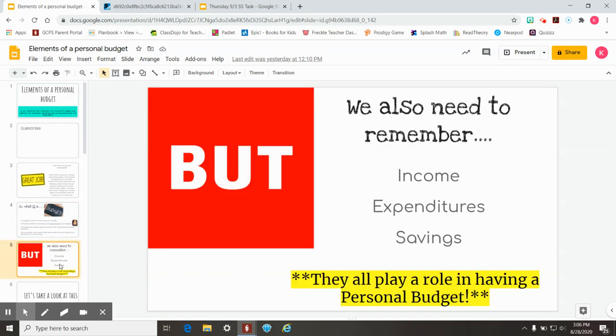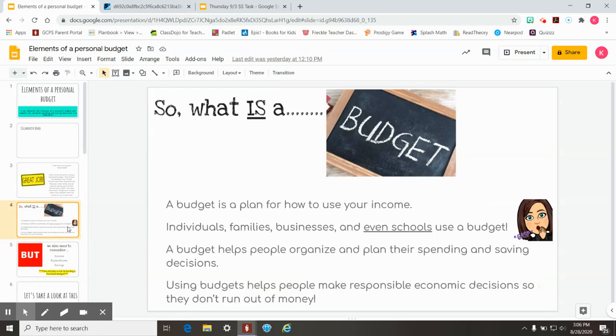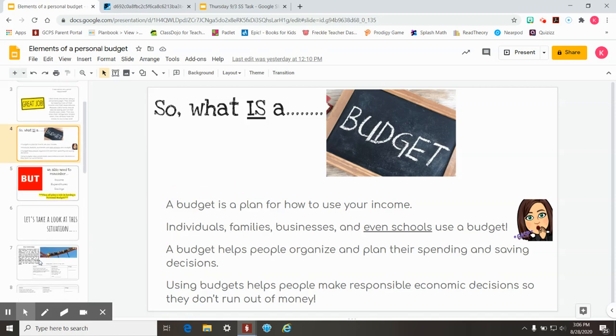So we need to also remember those vocabulary words: income, expenditures, and savings. And a personal budget is basically just a plan of how you're going to use all of those things so that you have money and you're able to use your money wisely. Remember, there are tons of people that use budgets. Families, individuals, businesses, even schools use a budget.